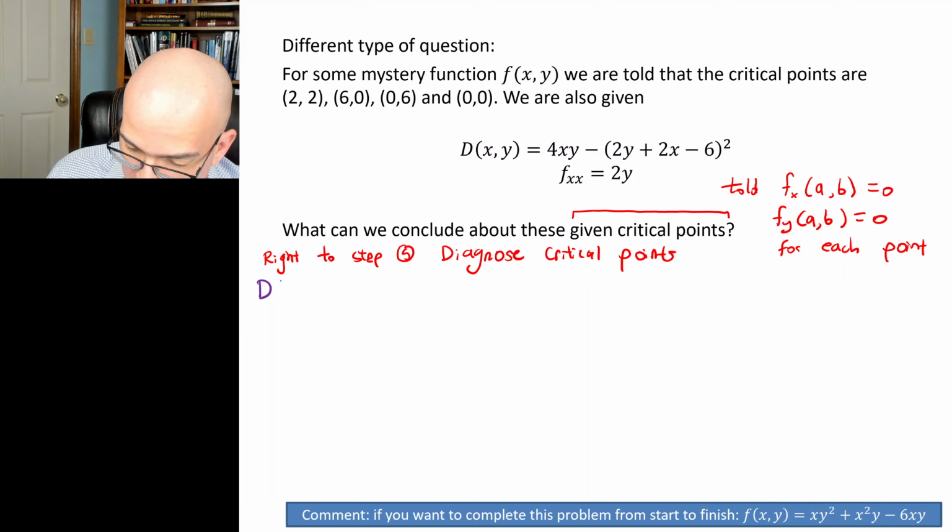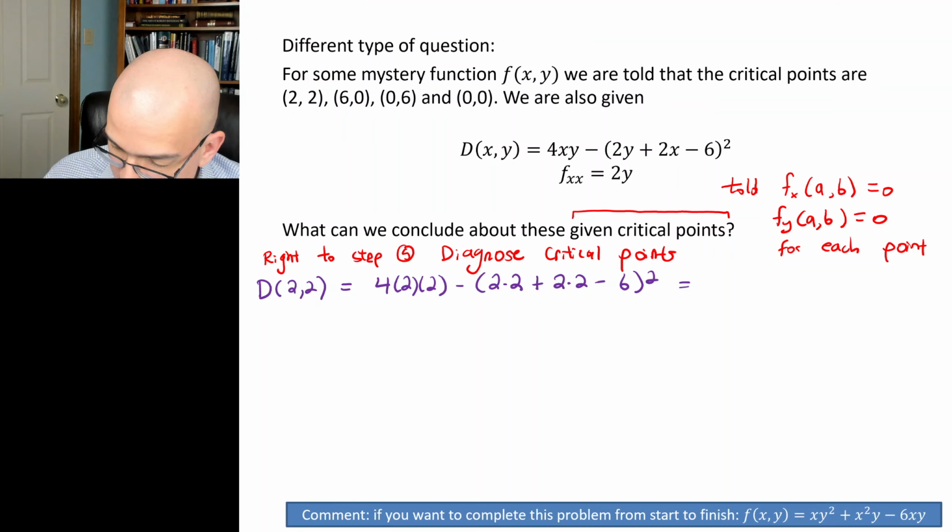So capital D evaluated at 2, 2. We're going to have 4 times 2 times 2 minus 2 times 2 plus 2 times 2 minus 6 all squared. So I'll have 16 minus 2 squared, which is positive, so it's not a saddle. So that's all it does, is it filters out saddles.